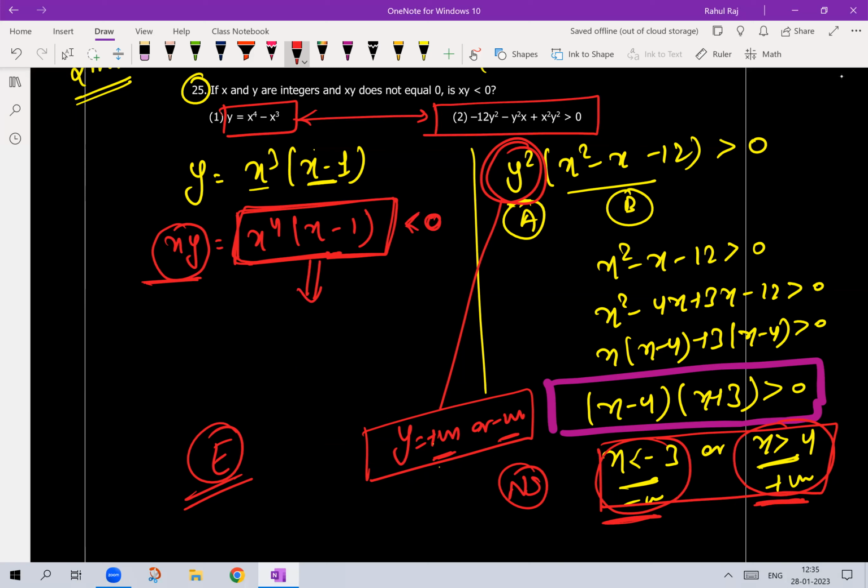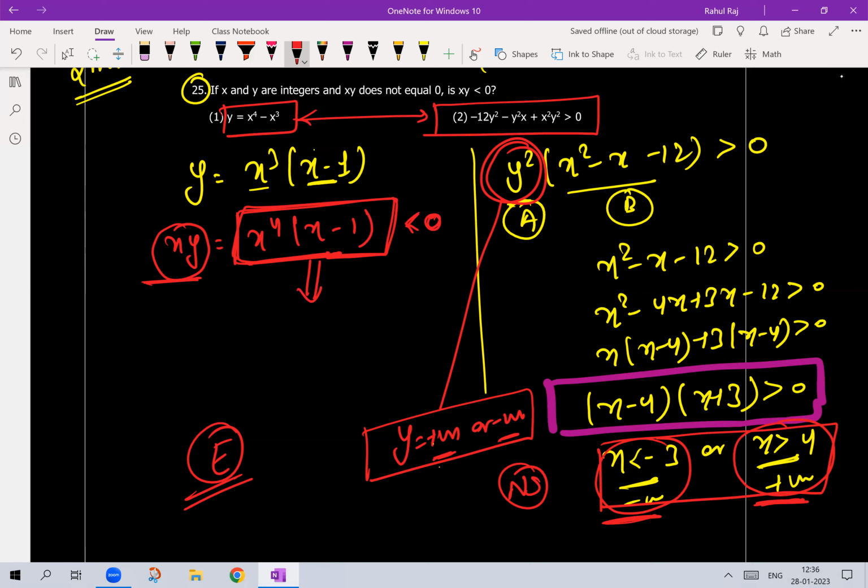So the value of x is not defined. Yes, it's not defined. We will write it as if x is less than 1, then this condition would be satisfied. And we would see from the second equation that if this is less than 1, this condition would be satisfied.